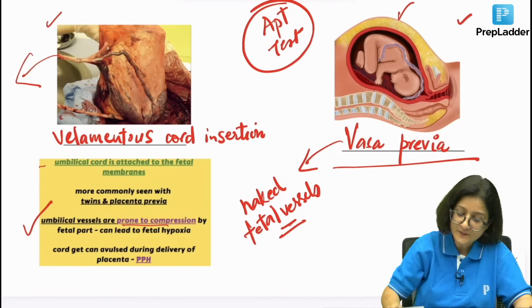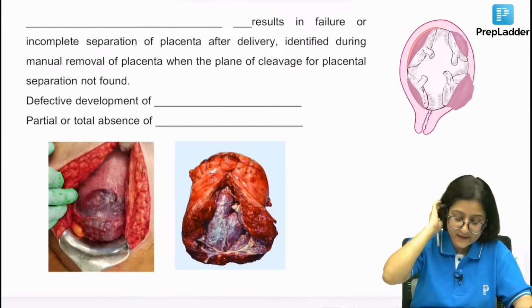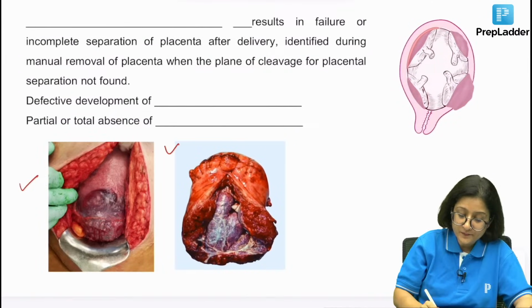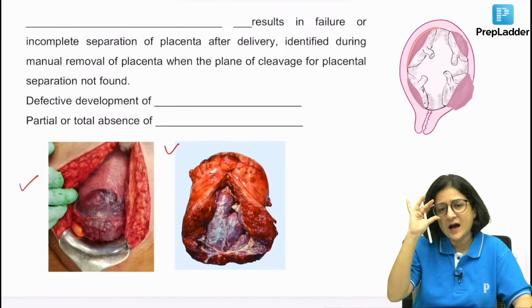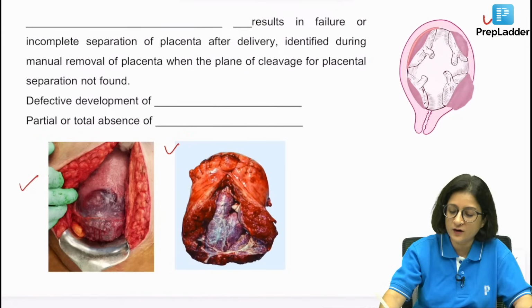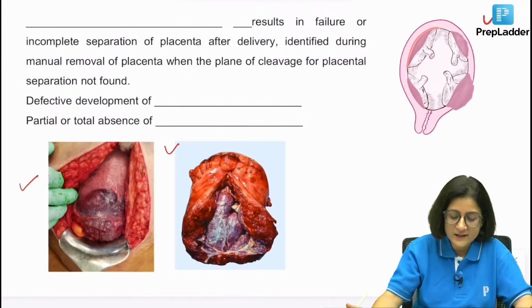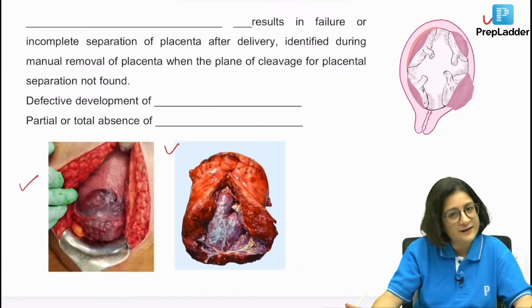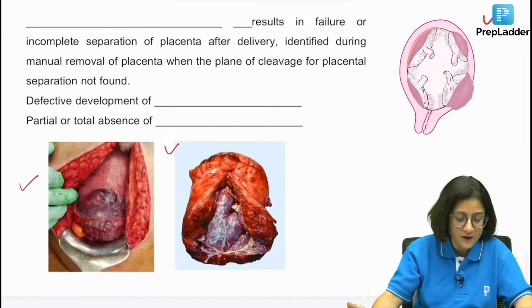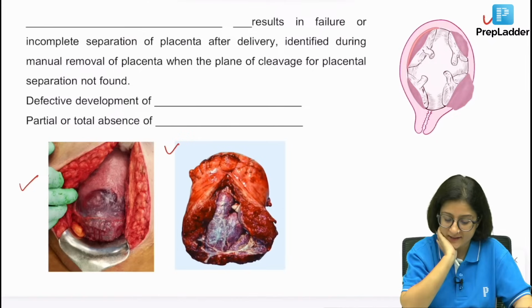Okay. Next image, yes. So these images were asked in your recent exam also, and the clue is obviously given on the side here. What sort of a placenta is this? What sort of a placenta is this? Yes, can you see here?